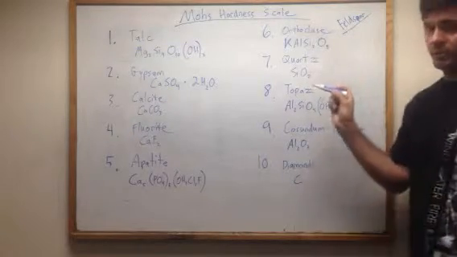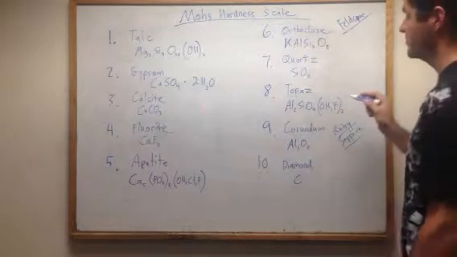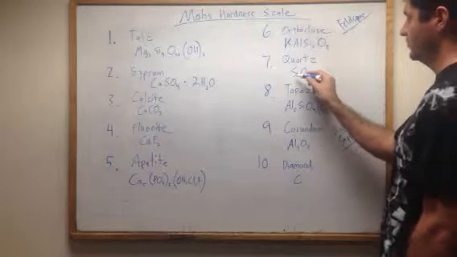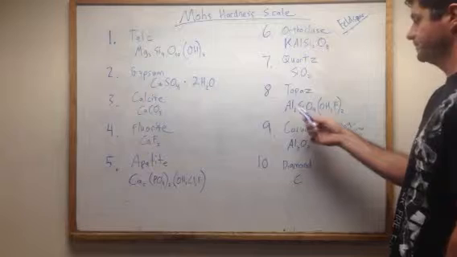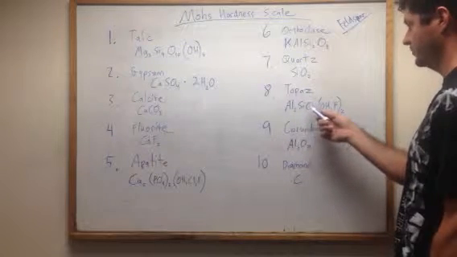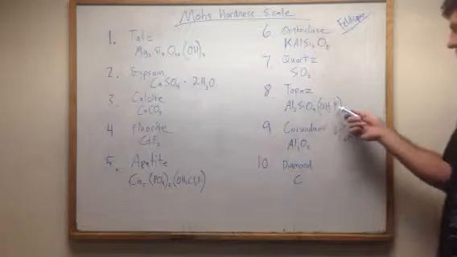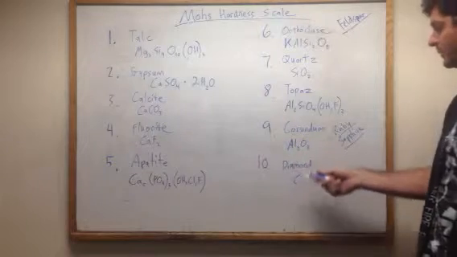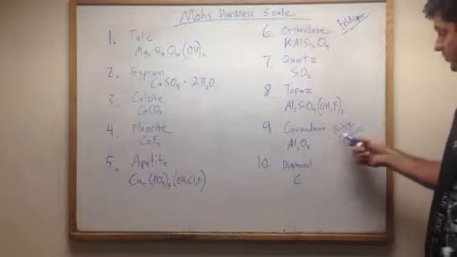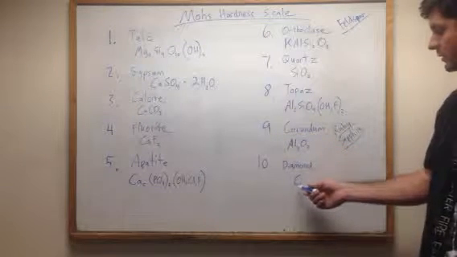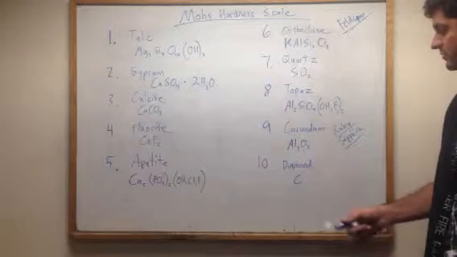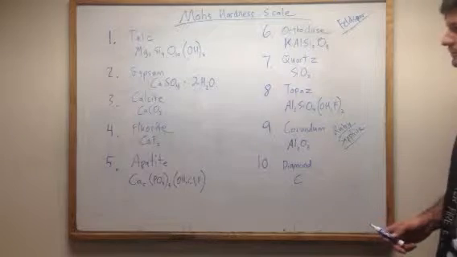Quartz is very common as well. It's a very large component of a lot of beach sand and things like that, which is silicon and 2 oxygen. Topaz, which is aluminum, silicon, and oxygen, plus the hydroxyl and the fluorine. We saw that earlier. Corundum, which is ruby and sapphire. This is aluminum and oxygen. And you have diamond, which is just carbon by itself.